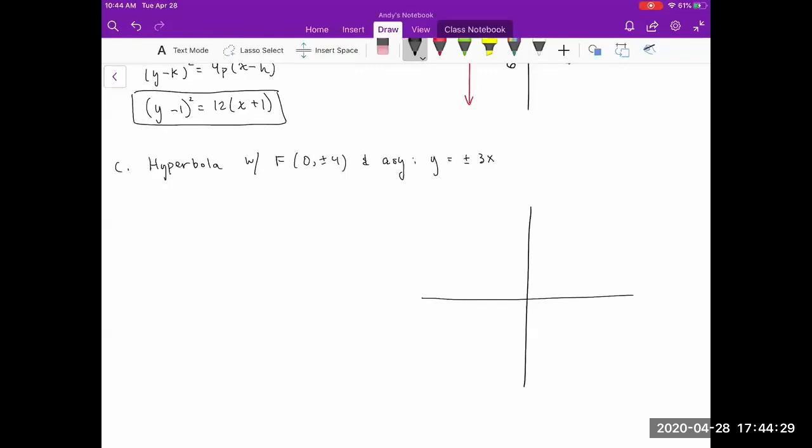Well, let's plot the foci first. So (0, ±4). (0, 4) is up here. (0, -4) would then be down here. Those are the foci. By the way, the midpoint between those foci is (0, 0), so our center is (0, 0). So h and k are 0, that's good.